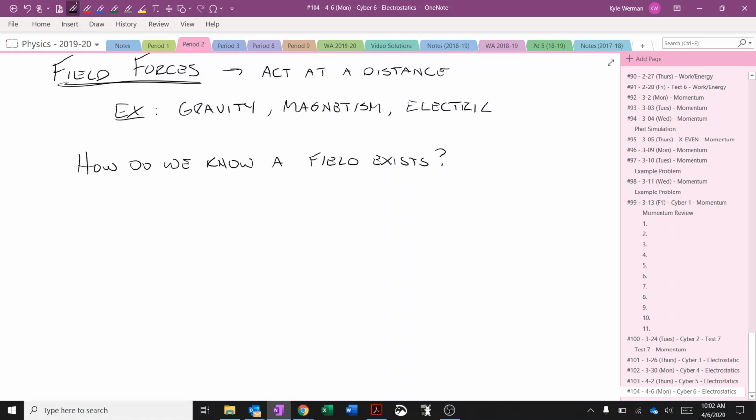Well, if an object moves without being touched, we know, correct? Right? Good point, Sander. So we effectively have to test it. And that's really what it comes down to. We can't physically see it until we test it. So we need to bring an object into the field that will react to it. And that's how we would test it.